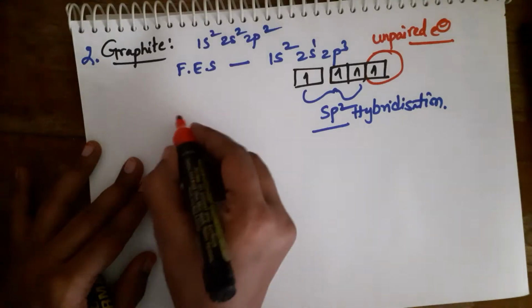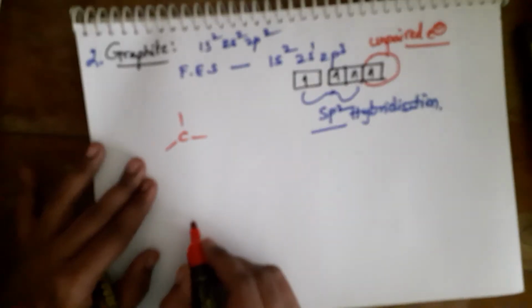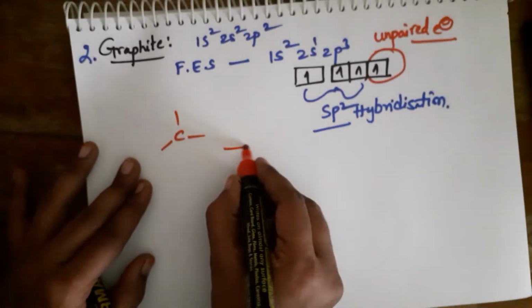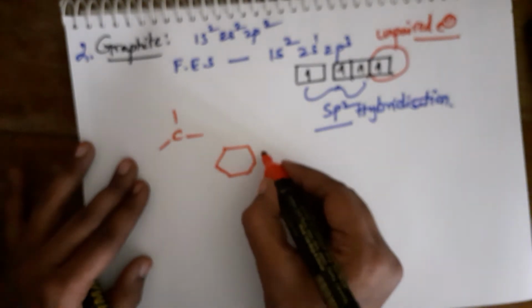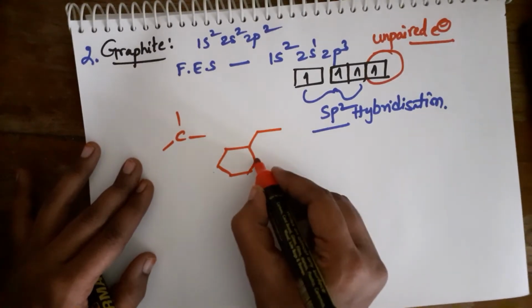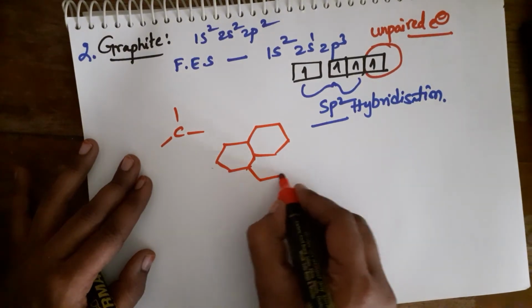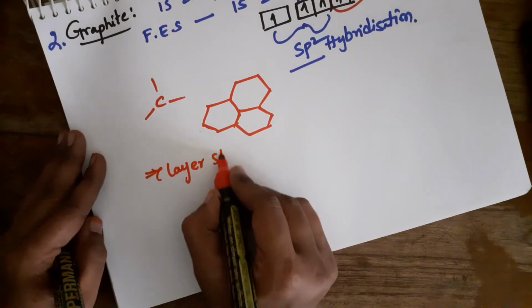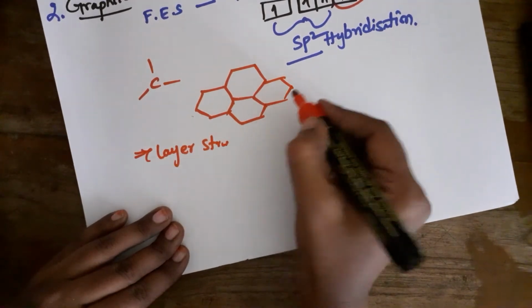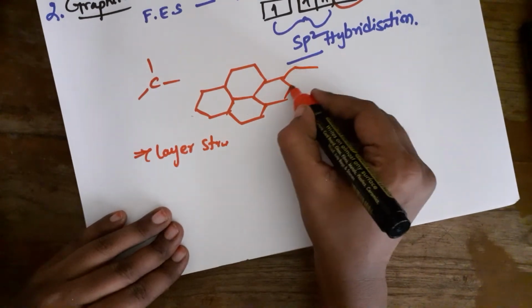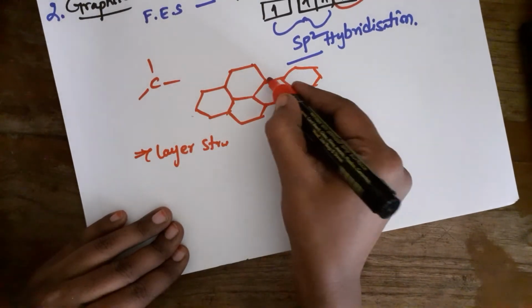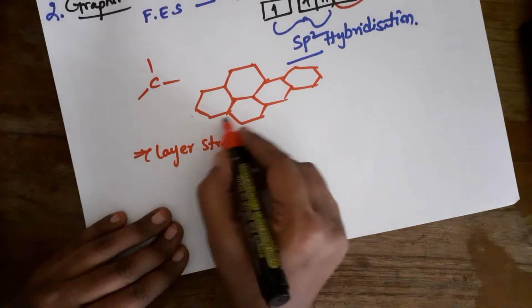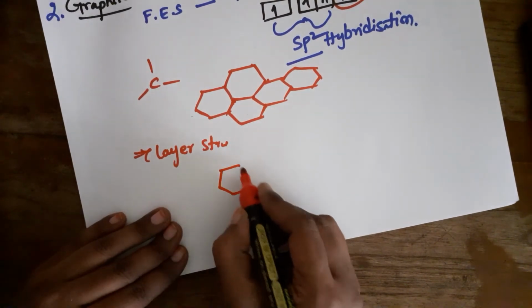So the structure of graphite becomes this: each carbon in graphite is surrounded by 3 more carbon atoms like this, and it forms a hexagon shape like this. Each carbon atom is surrounded by 3 more carbon atoms, and it shows a layered structure. One hexagon is present here in one layer: 1, 2, 3, 4, 5, 6, so 6 means hexagons. Next, one more hexagon will be present.